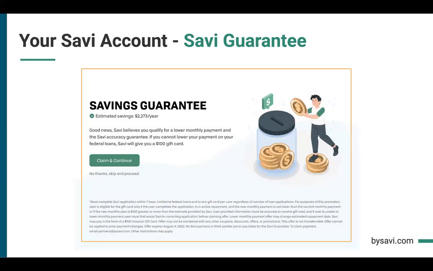There's also a savings guarantee, which basically, depending upon the information that you enter into the tool, if we identify that you could qualify for a lower monthly payment, we're going to guarantee it. So you can actually claim that money right now.